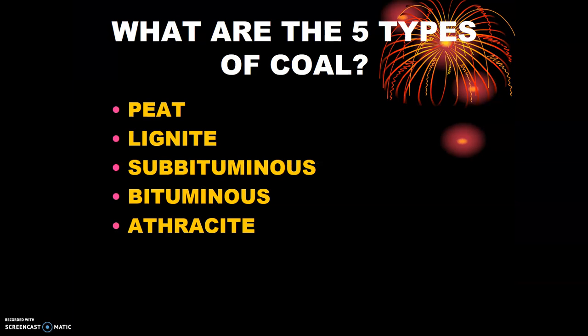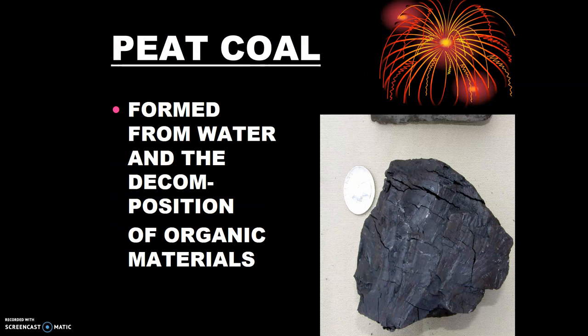Now, what are the five types of coal? Here are the five types of coal. You have peat, lignite, subbituminous, bituminous, and anthracite. Now we're going to go through what each one of these represents and talk about what they do. The first one is peat coal. There's a picture of it.